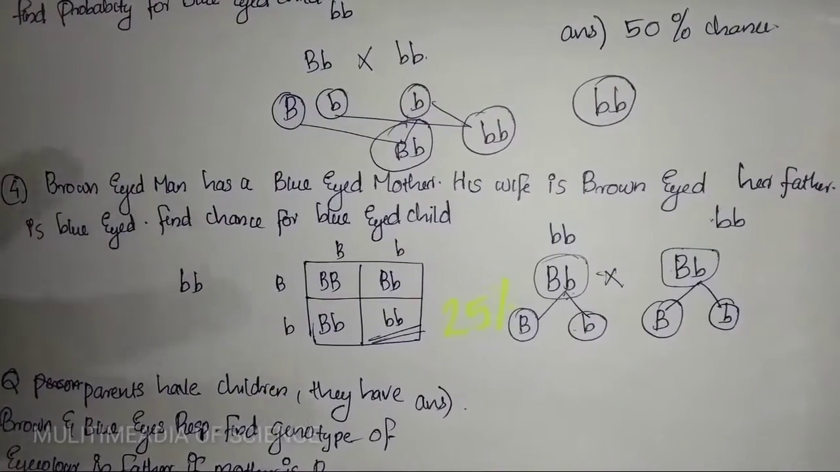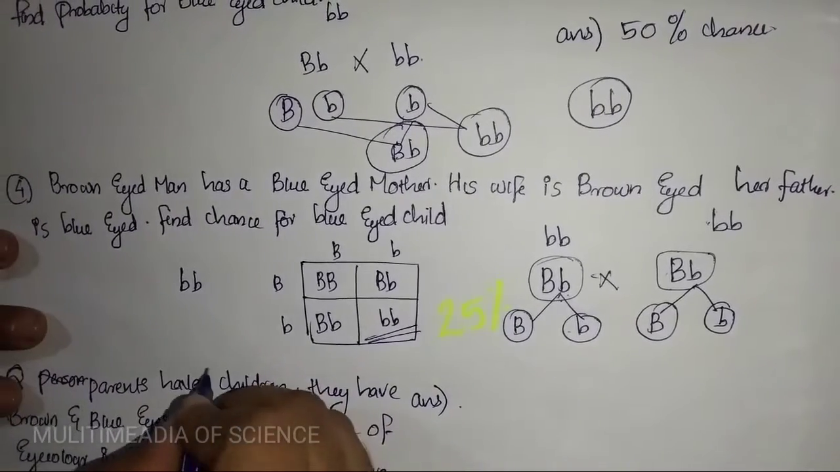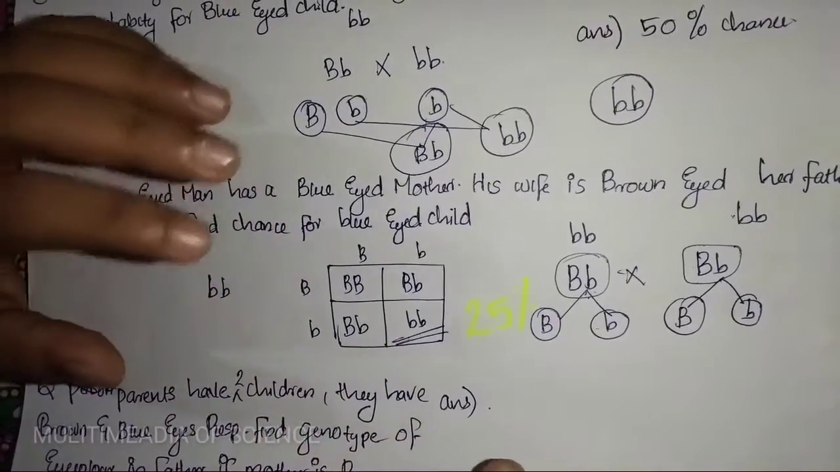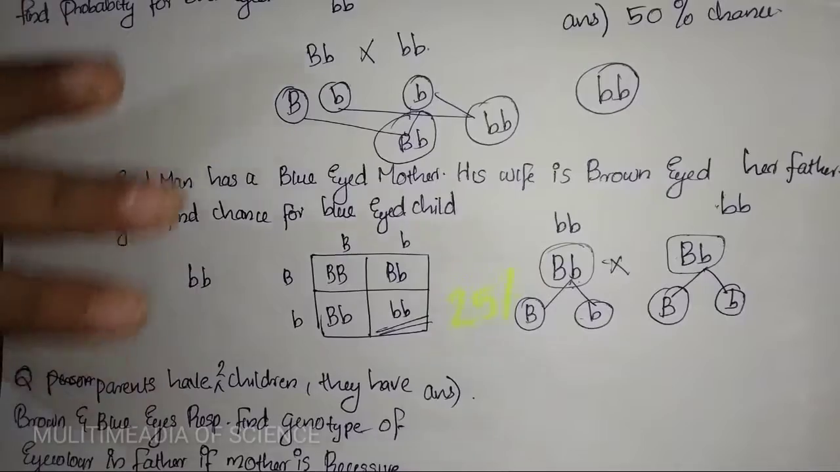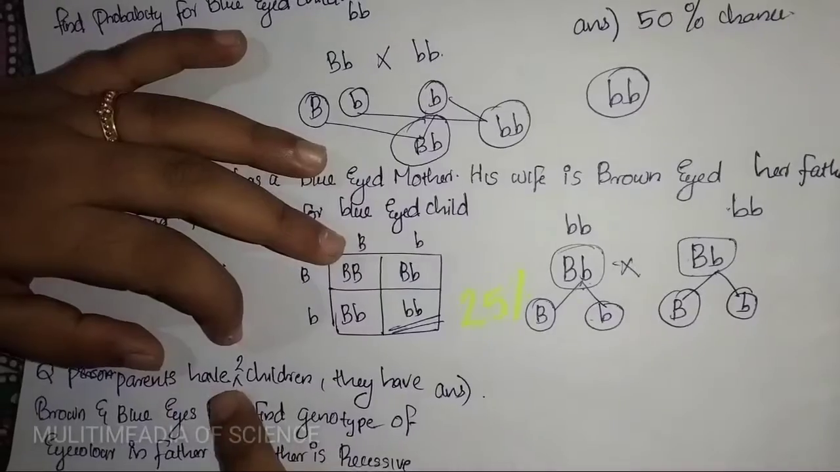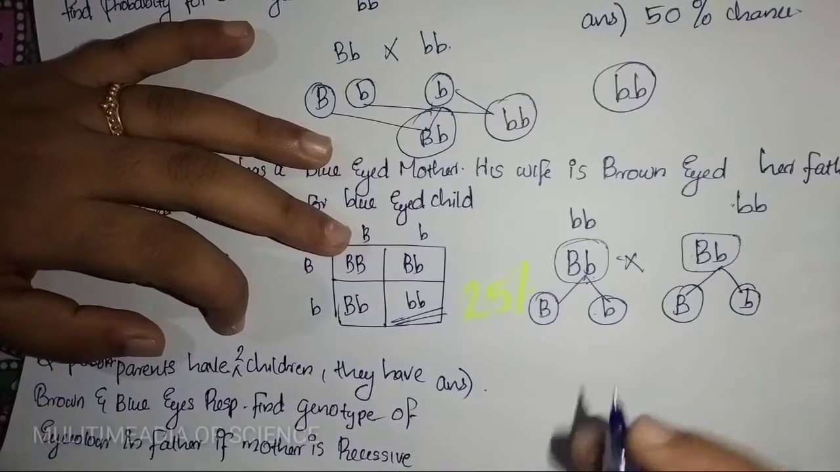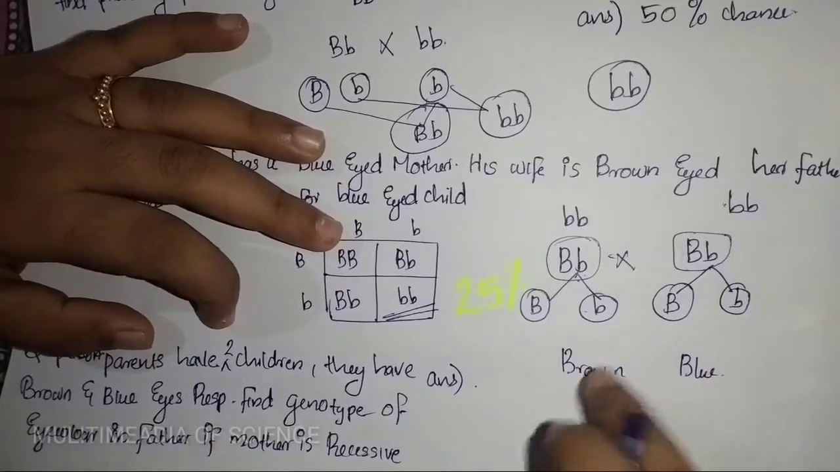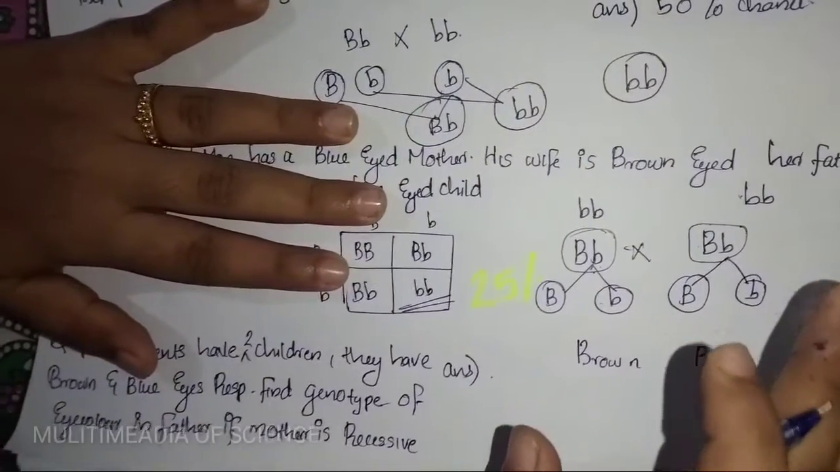Then next, the last question in this section. The parents have two children, and they have brown and blue eyes respectively. Find the genotype of eye color in the father if the mother is recessive. The parents have two children, one is brown and another is blue. Find the genotype of eye color in the father if the mother is recessive. So the mother is recessive. Clear?